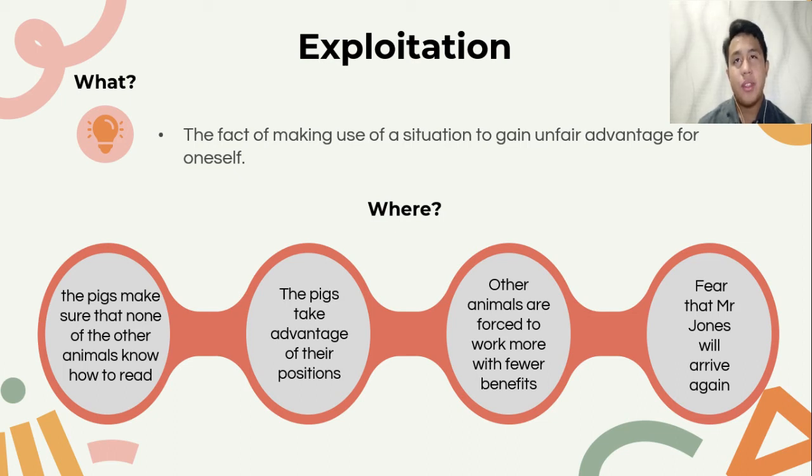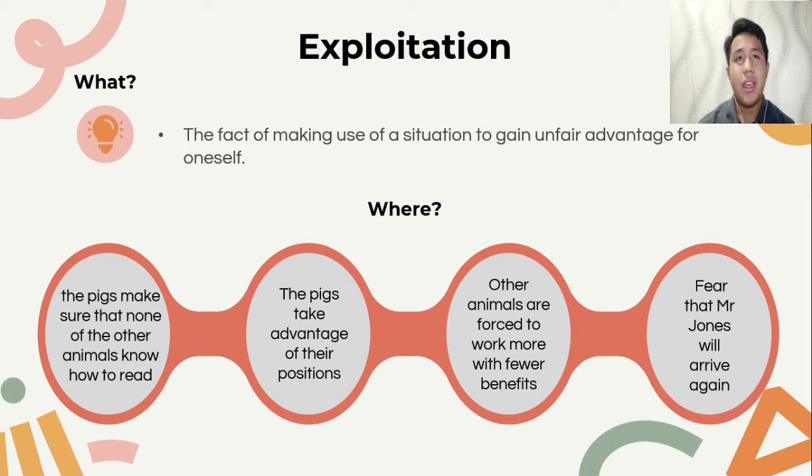Today I'm going to talk about one of the themes, exploitation. Now, what is exploitation? Exploitation is the fact of making use of a situation to gain an unfair advantage for oneself. The pigs make sure that none of the other animals know how to read. The pigs were the ones in charge of teaching the other animals how to read and write. The pigs took advantage by teaching them the wrong things, and that is the reason why the other animals weren't satisfied by the result.